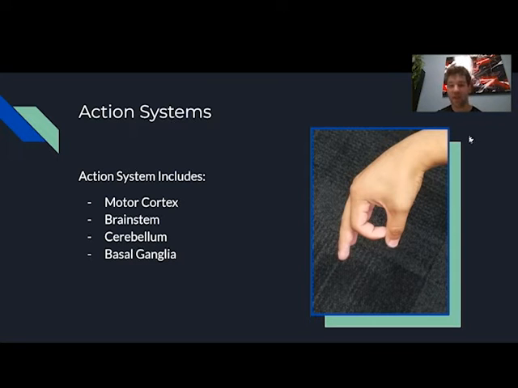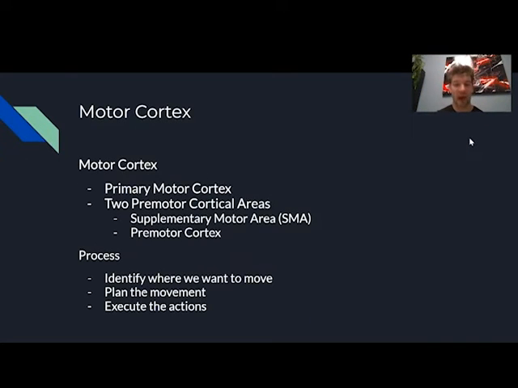So moving on deeper, the first part of the action system is the motor cortex. The motor cortex is situated in the frontal lobe and is made up of the primary motor cortex and two premotor cortical areas, including the supplementary motor area, you'll see me refer to it as the SMA, and the premotor cortex area. These areas interact with sensory processing areas in the parietal lobe, also with the basal ganglia and cerebellar areas to identify where we want to move, to plan the movement, and to execute those actions.